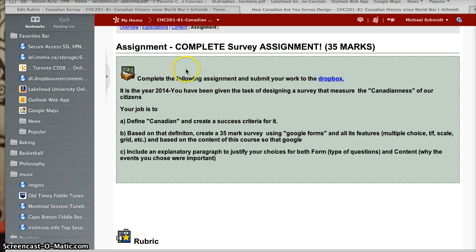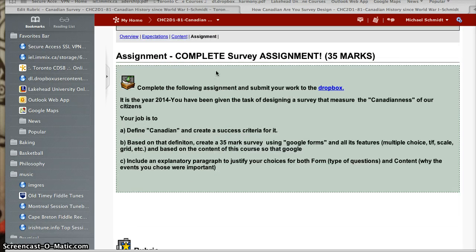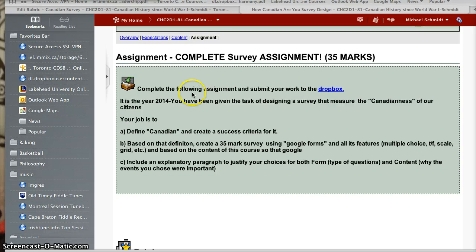So let me just go through the assignment one by one, and we'll take a look at the rubric for at least one of them as well. So, complete the following assignment. Is the year 2014? Yes, it is. You have been given the task of designing a survey that measures the Canadianness of our citizens. So you start off with a very ambiguous term, Canadianness, right? So this is a question about Canadian identity.